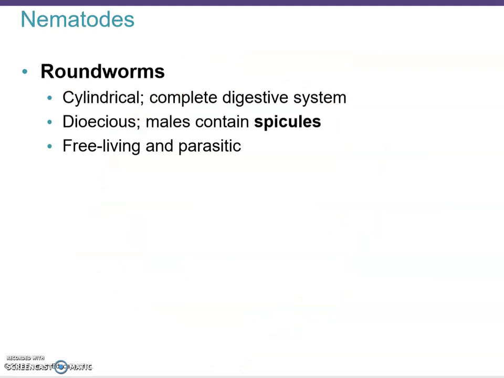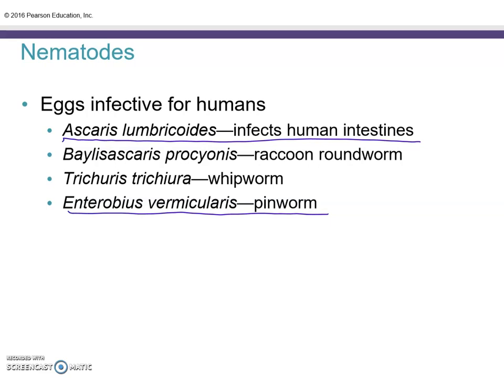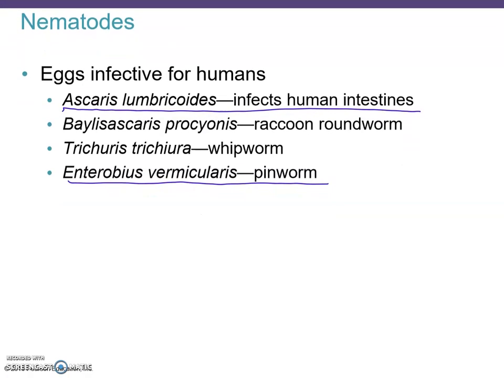Next up, some roundworms. That's the group of the nematodes. They are cylindrical. They have a complete digestive system. They are dioecious. That means they're separate male and female animals. The males contain spicules, and they are free-living or parasitic. The eggs of the nematodes can be infective for humans.